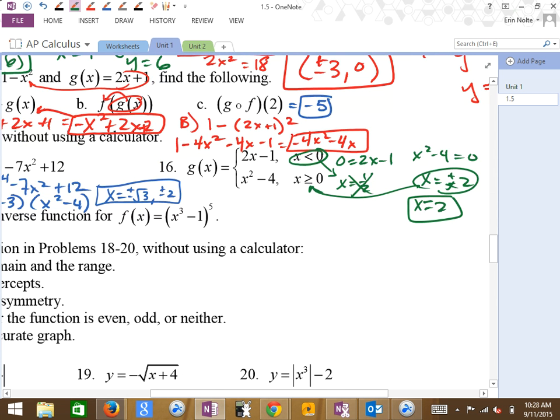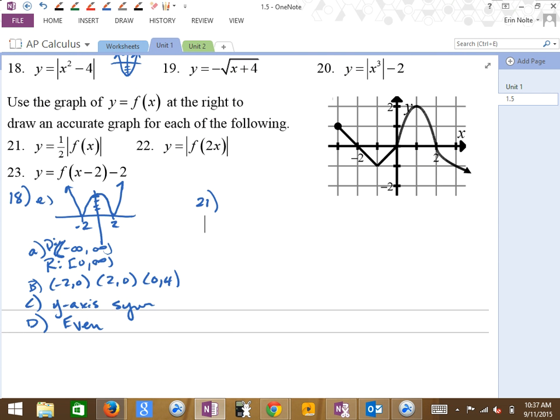If it's inside the parentheses, like question number 22, I'm just explaining, I'm not doing it yet. When you do stuff inside parentheses, it's always opposite of what you think. Just like adding and subtracting. If I have x plus 2 inside the parentheses, what direction does it go? It goes to the left. Well, if I have 2 inside the parentheses, guess what happens? It shrinks it by 1/2. If you had 1/2 inside the parentheses, that would pull it out.